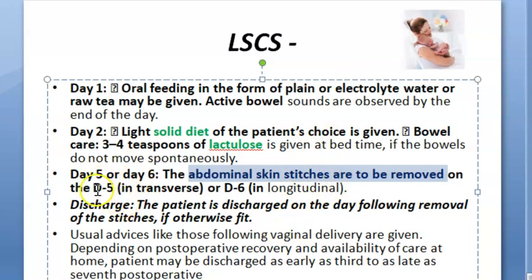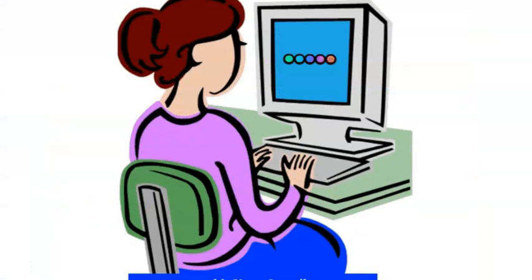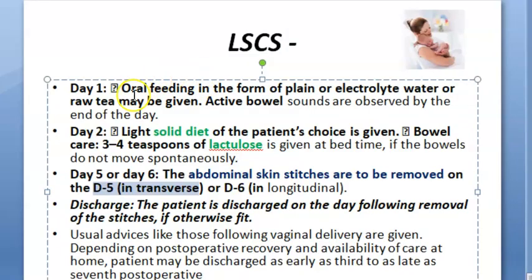Then they are removing the transverse first and then the longitudinal. Interesting, right? So they are not removing the sutures at one go. 2 days just for removal of sutures. Wow. And then you will discharge the patient on the following day following the removal of stitches. Okay, if she is otherwise fit.